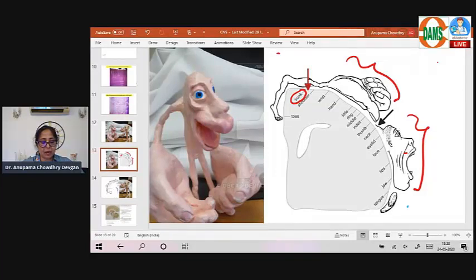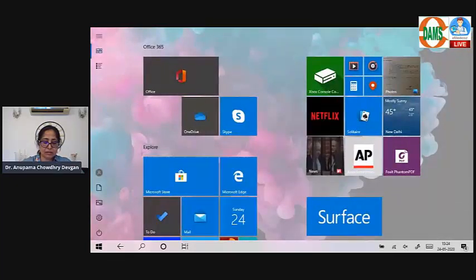Tract of Goll is fasciculus gracilis. Goll is gracilis and Burdach is cuneatus. Burdach is cuneatus. Yes. Now, this is as far as your sensory homunculus.